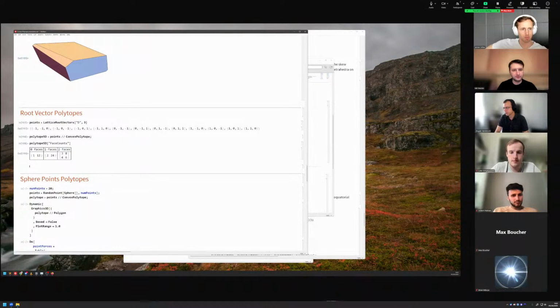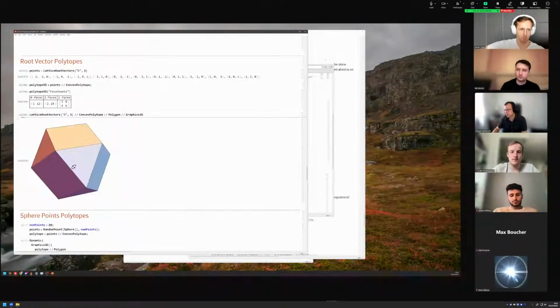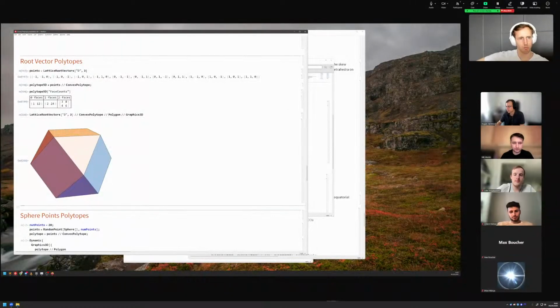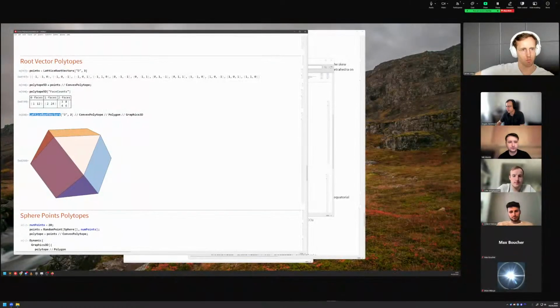So root vector polytopes are fun to look at. These are lattices, like crystallographic lattices, and these things will tessellate space. These have root vectors.